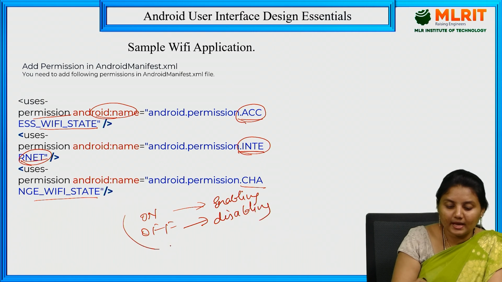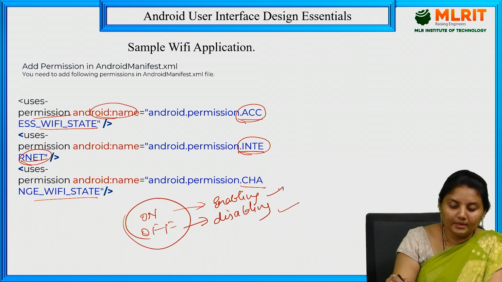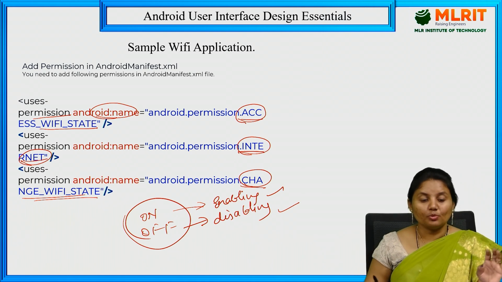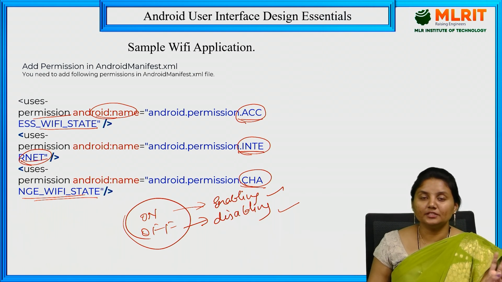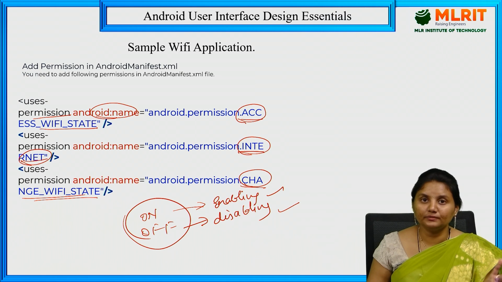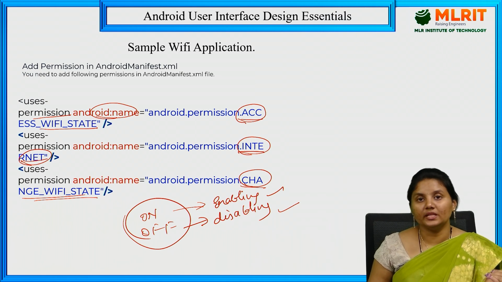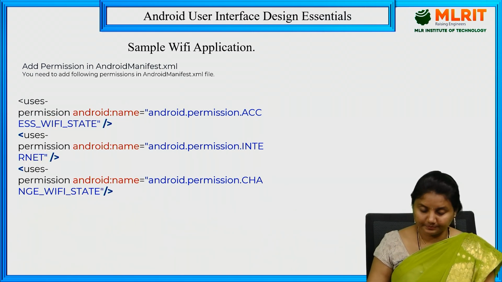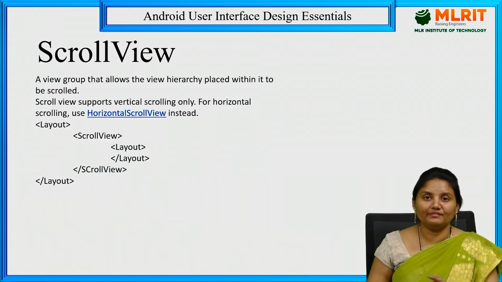So, what is happening? This enable and disable is changing between these two states. The change should be done. For that, again, you are taking the change Wi-Fi state permission from the manifest file. So, one is for access, the other is for internet, and the third one is for changing the state. These three are required, and these three lines you have to add in your manifest file. Okay. That's about the Wi-Fi application.